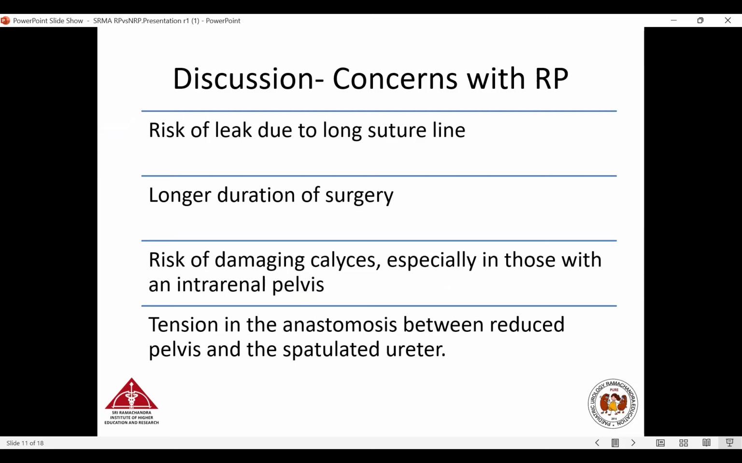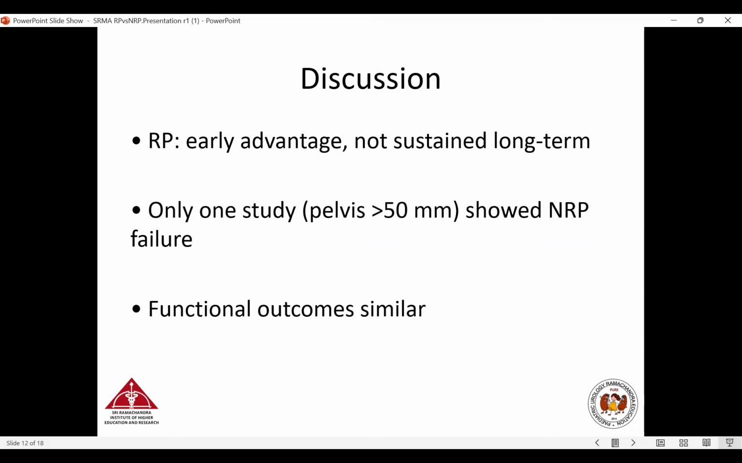Now, what are the concerns with reduction pyeloplasty? There's a risk of leak due to long suture line, longer duration of surgery, and risk of damaging calyces if you inadvertently enter into them. The most important thing is the tension in the anastomosis between a reduced pelvis and a spatulated ureter. Sometimes we have around 3 to 4 centimeters of stricture, and we keep on spatulating the ureter and keep on reducing the pelvis, and they don't come together, and there's a lot of tension. So this is the reason why people say that they went.